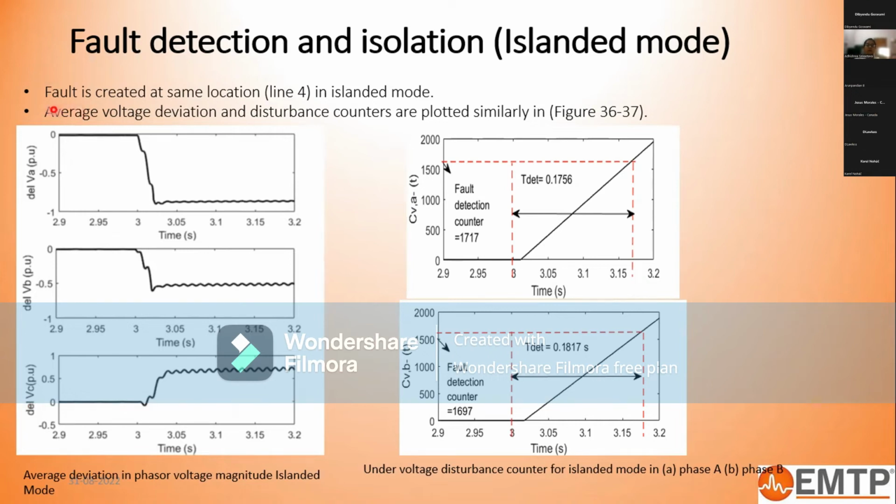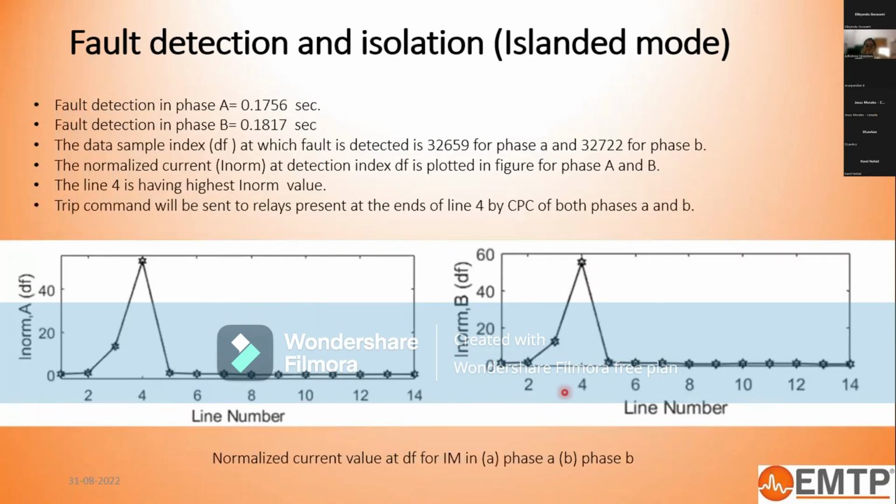So again, in this case the fault has been created in line 4, and the average voltage deviation is plotted here. Again, we saw that phases A and B have a dip and C has an overvoltage. The counters have started, and based on the equations, the detection time was like this. Line 4 had the highest normalized value of current compared to the other lines, out of the 14 lines, in phase A and phase B both. So this information can be transferred to CPC, and CPC is able to trip the particular line.